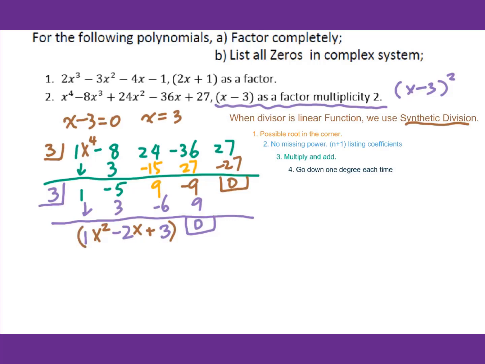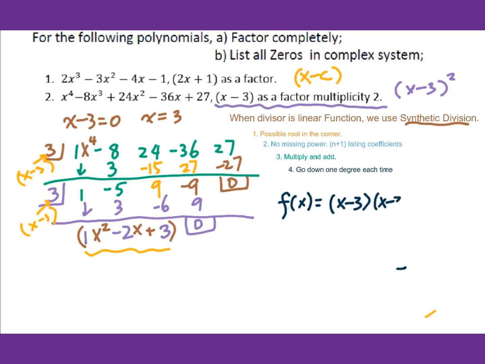Therefore, remember x minus c is a factor, so from here we get x minus 3. This one is also x minus 3. Then this will be the second factor. Therefore, f of x equals x minus 3 times x minus 3, then times x squared minus 2x plus 3.